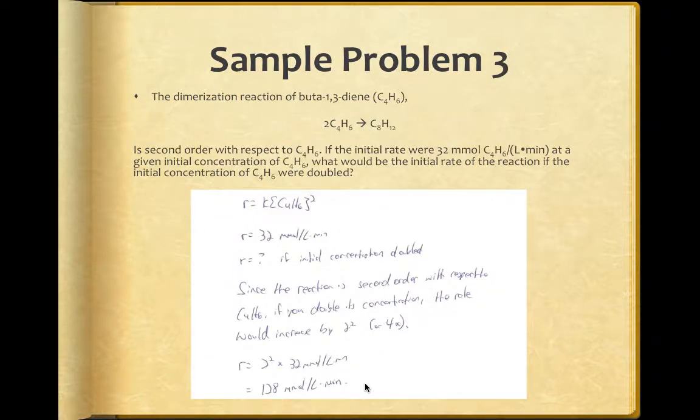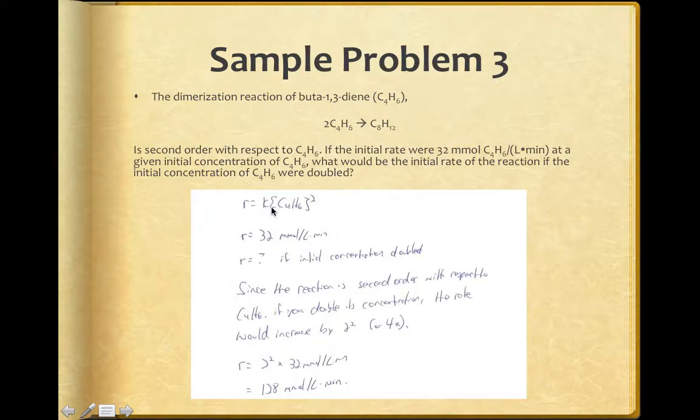Now, sample problem 3. The dimerization reaction of buta-1,3-diene. The good old days of organic chemistry. So here we have 2C4H6 yields C8H12. And we're told that it's second order with respect to C4H6. So we're told if the initial rate were 32 millimoles C4H6 per liter minute, notice the units have changed, but that's not going to change anything in our calculation. At a given initial concentration of C4H6, what would the initial rate of reaction be if the concentration of C4H6 were doubled?